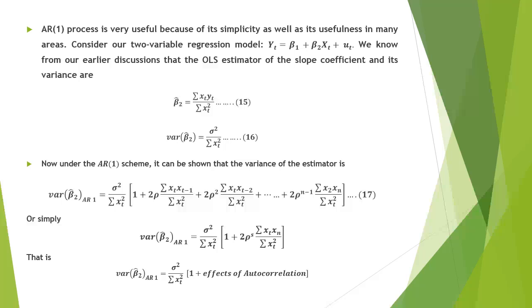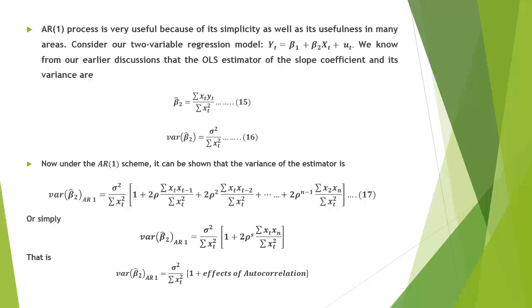And this additional term is obtained by adding 1 plus 2 into rho, that is the autocorrelation coefficient, into sigma xt into xt minus 1 divided by sigma xt square. This is nothing but the simple correlation coefficient between two independent variables: one variable in the current period and one variable in the just preceding period. Again, plus 2 into rho squared into, again, the simple correlation coefficient between the independent variable, the x variable, in two periods apart, and it will continue so on.